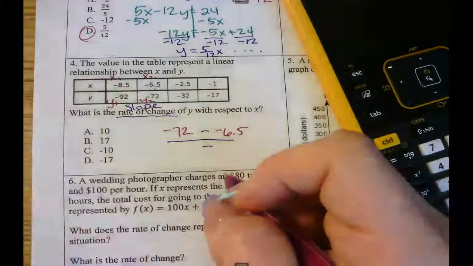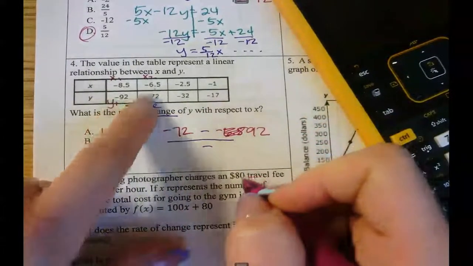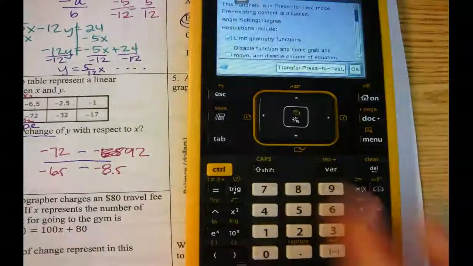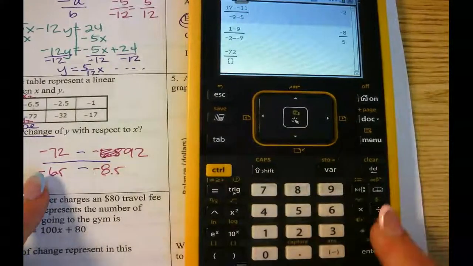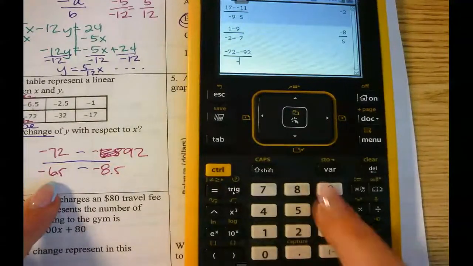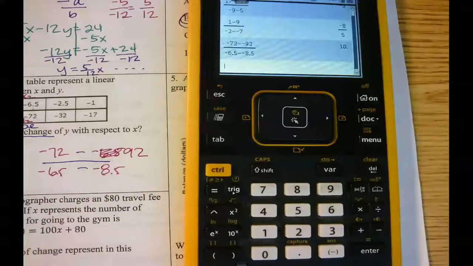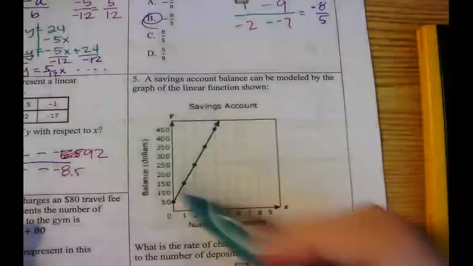So we've got negative 72 minus negative 6.5. Oh, what did I do? See, I did it wrong. It's negative 72 minus negative 92 over negative 6.5 minus negative 8.5. I think I need more coffee. All right, let's calculate this. We got negative 72 minus negative 92, over negative 6.5 minus negative 8.5, and that is a positive 10.